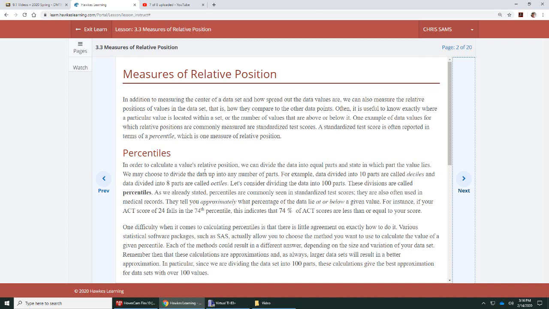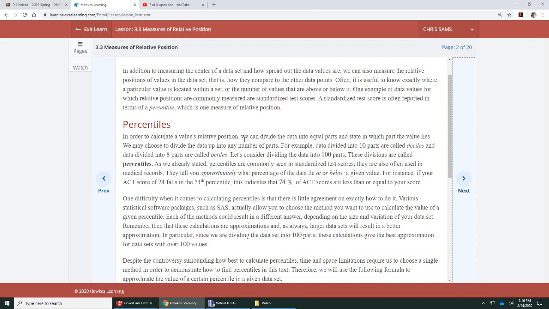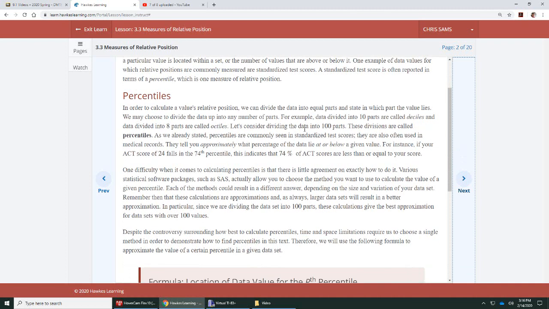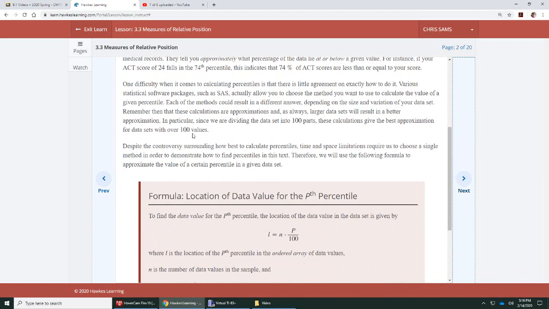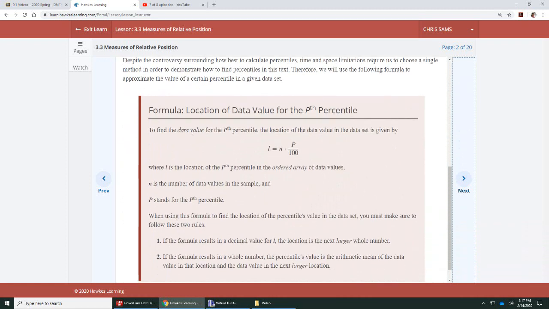Let me see. There was a definition part that I wanted to point out about percentiles. I didn't see it. So this is the directions for finding the 10th percentile, if I want to find the 10th, the 20th, 30th, 50th, whatever. So this is telling you the location of that.